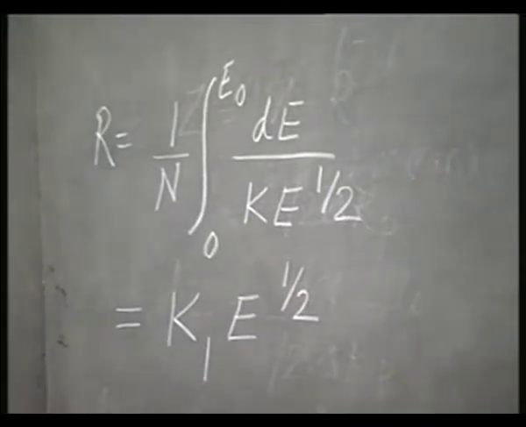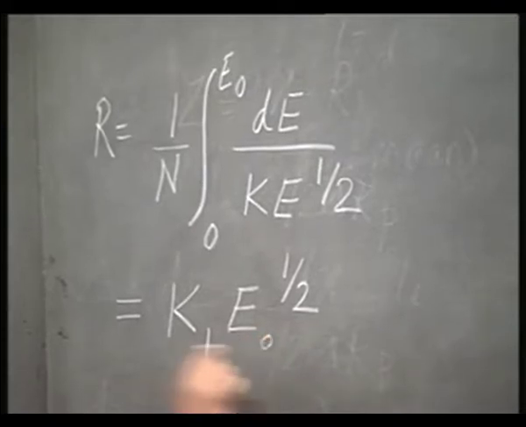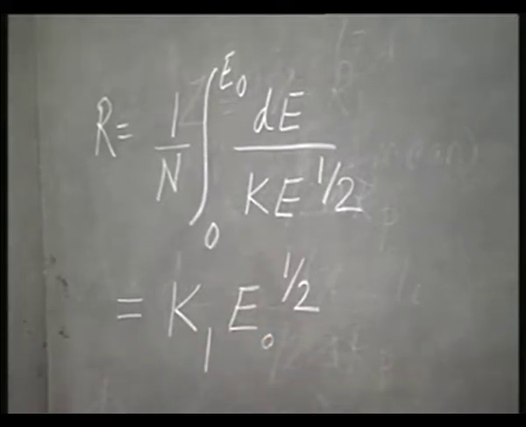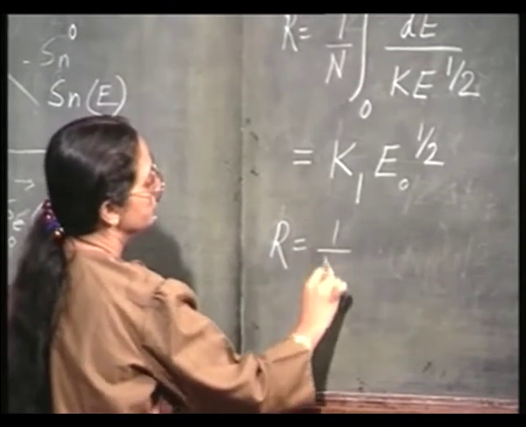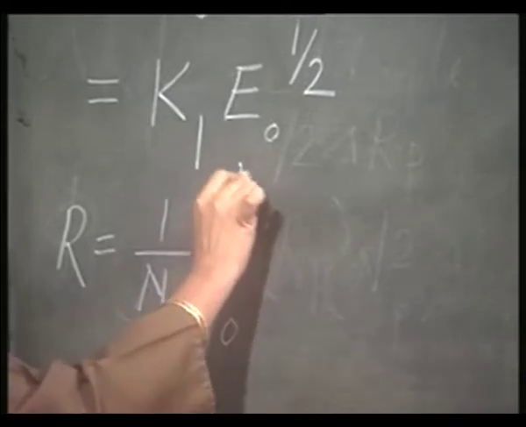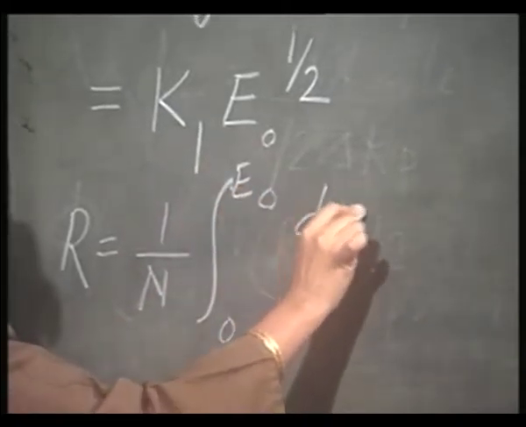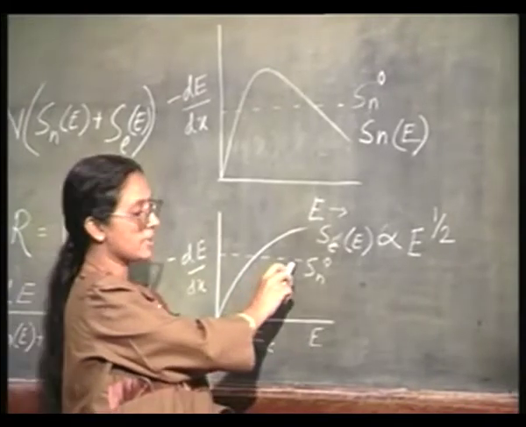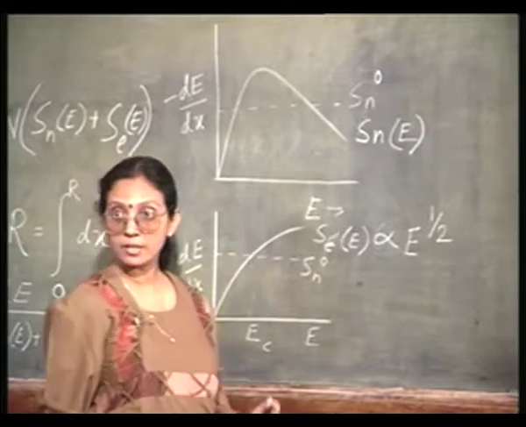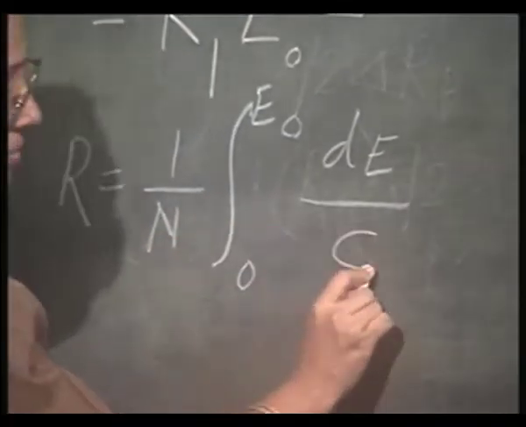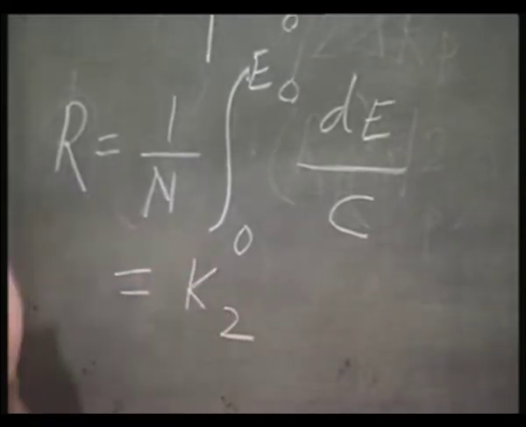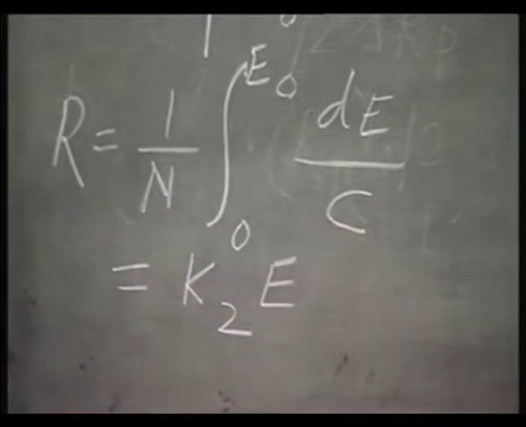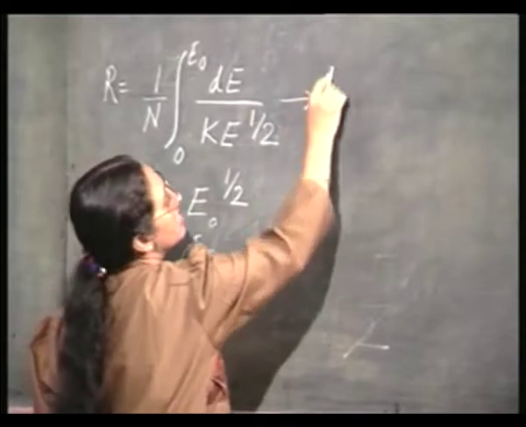In the other case, when the nuclear stopping is going to dominate, in that case I can say R is given by, remember, if I take this approximation, the nuclear stopping is independent of energy. So, this is simply a constant C, and therefore, it is going to be some other constant K2 times E. This is where electronic stopping dominates.